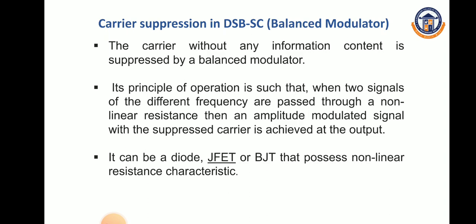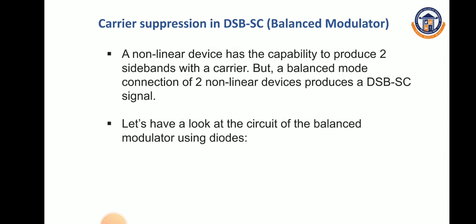So what are the non-linear devices? It can be diode, JFET, BJT, that possess non-linear resistance characteristics. So how does a non-linear device act to suppress the carrier? That is the capability to produce two sidebands with the carrier, but in a balanced mode, the connection of two non-linear devices produces a DSB-SC signal.